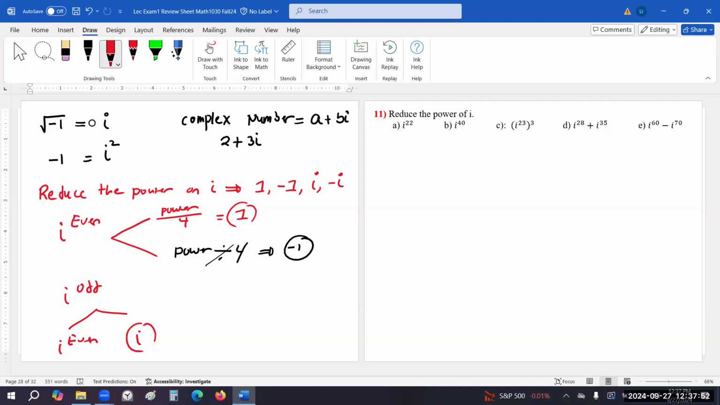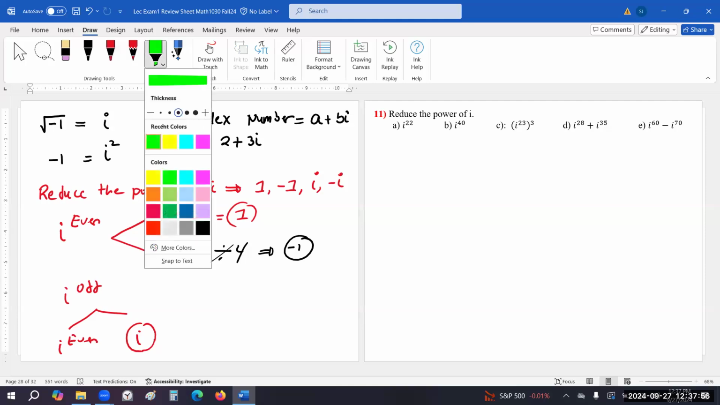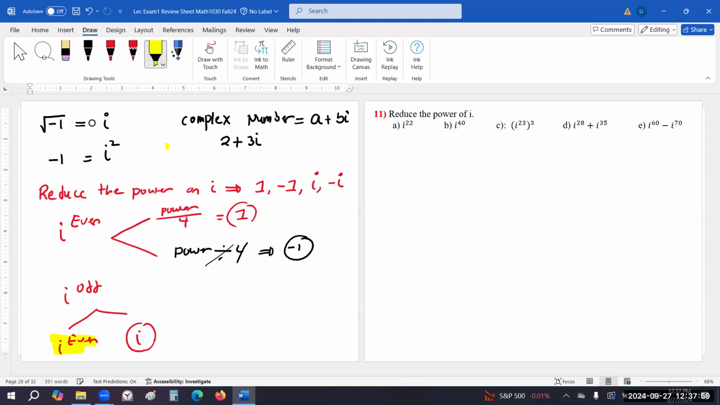So for odd powers, break them down, and when you break them down, you see an even power. So for even, it is this. If it's divisible by 4, it's 1, but then we have an i next to that, so it's 1 times i. If that even power is not divisible by 4, that means it's -1. So it will be -1 times i, which is -i.